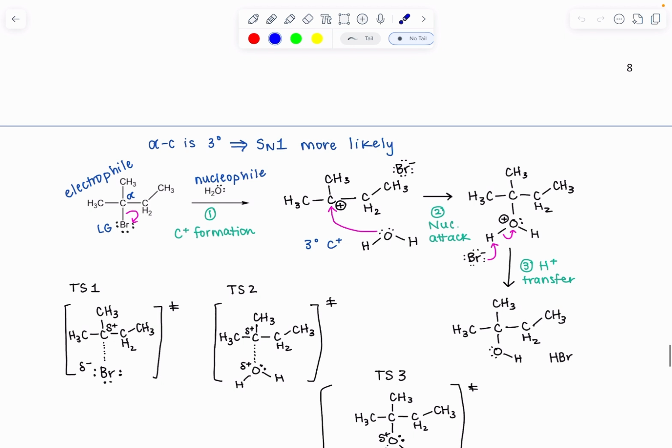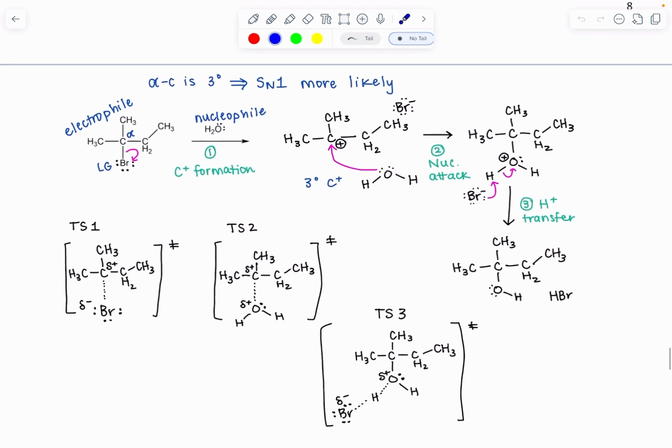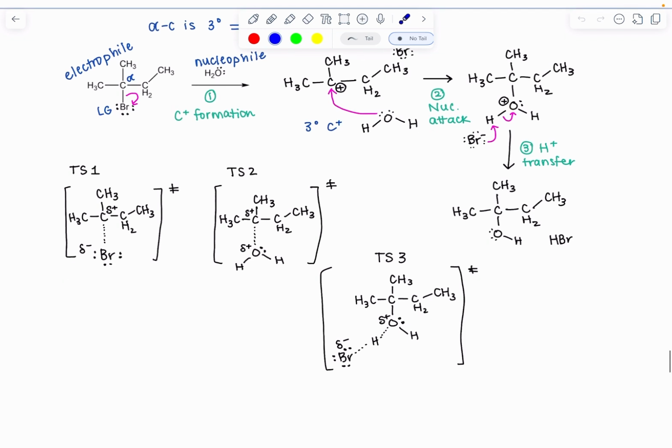We drew transition states, one for each step. So this is transition state 1, the leaving group leaving. This is nucleophile attack, and then this is the proton transfer. So let's draw the reaction coordinate diagram. I'll do that right over here.